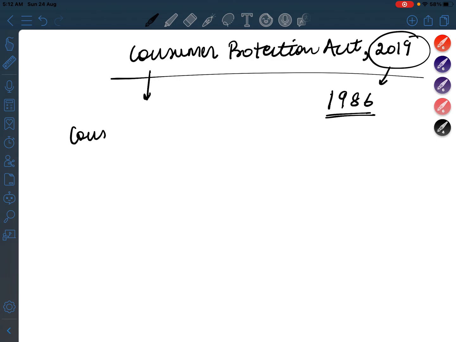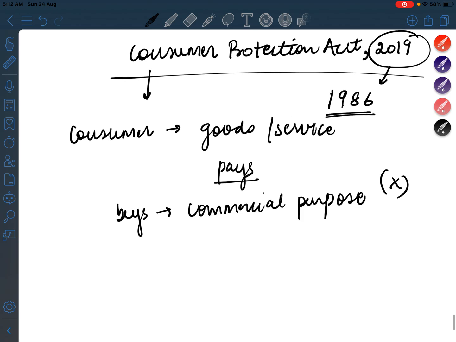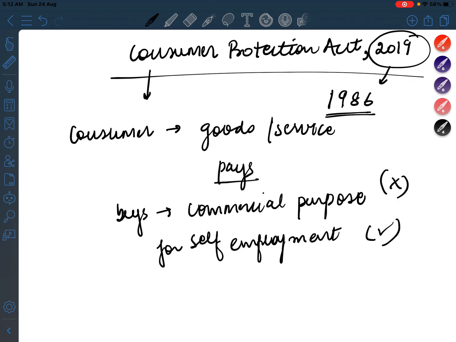So according to the Consumer Protection Act, a consumer is basically anyone who uses goods or a service and pays for it. Either the payment is promised, or it has been made, or it is a deferred payment. But any person who buys it for a commercial purpose, that is for reselling, will not be considered a consumer. But a person who buys a good for self employment and earning a livelihood from it would be considered a consumer. For example, if a tailor is buying a sewing machine, using that sewing machine he would be earning his livelihood, so he would be considered a consumer.